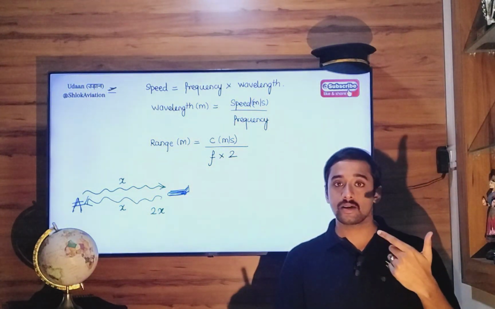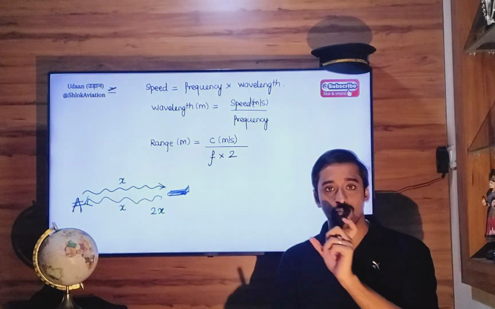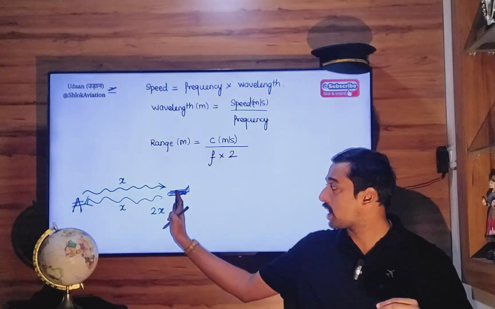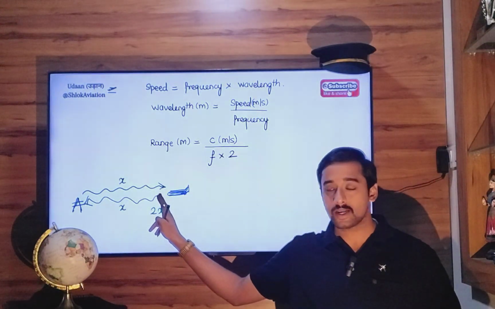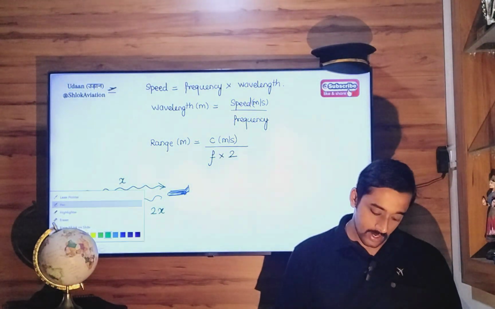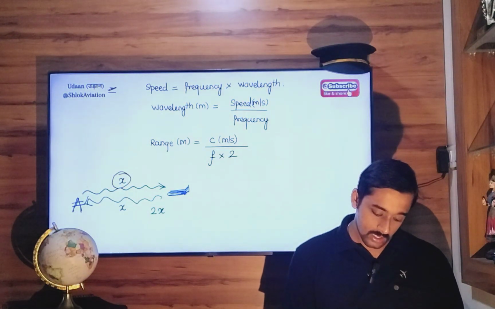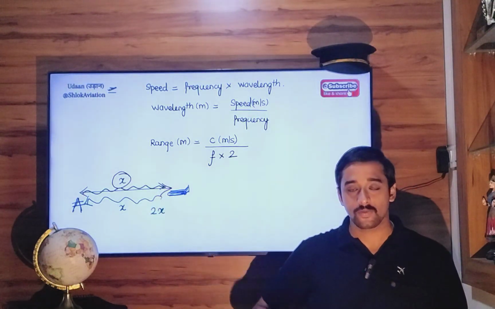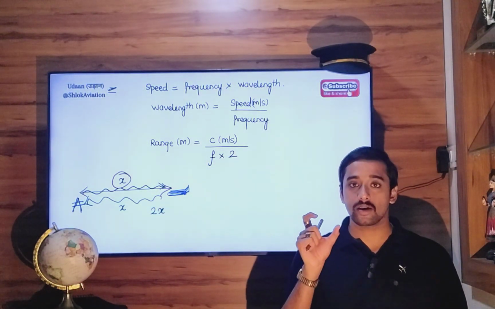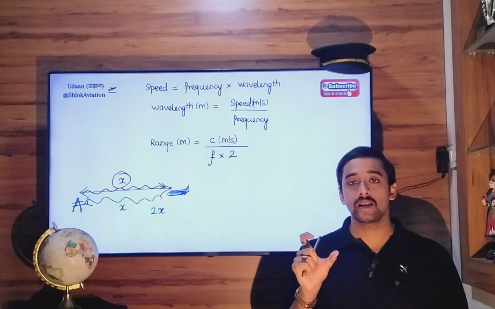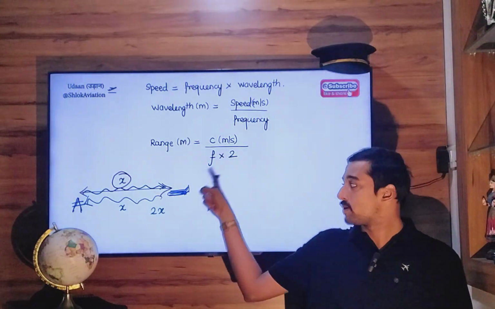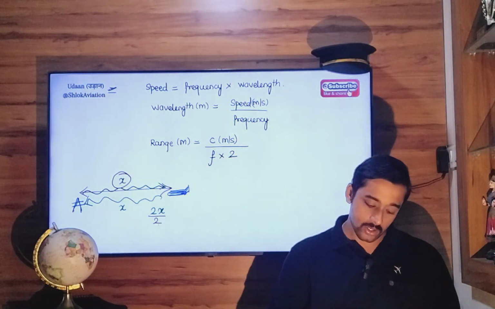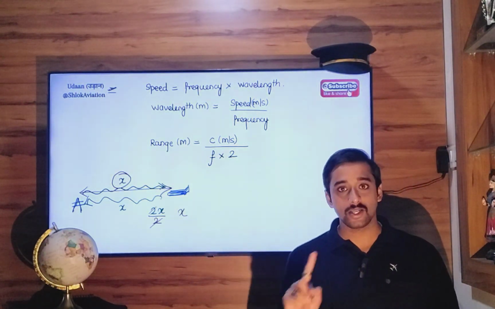But this is 2x distance traveled by the radio wave. What we are most concerned about is to find the distance of the target from the transmitter, that is only the one way distance. We are not concerned about the two-way distance. So whatever distance we find out is going to get divided by 2, in order to eliminate this 2 quantity in the numerator, so that we are left with only x, that is the one way distance.